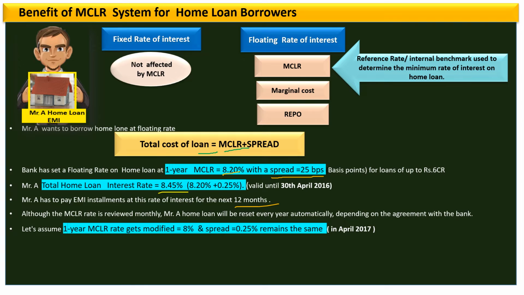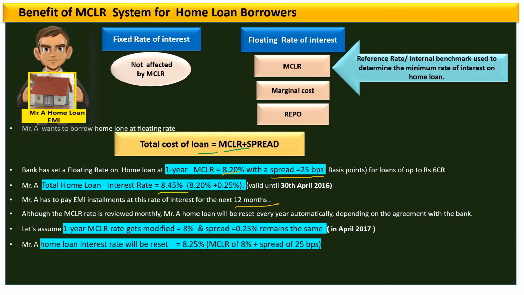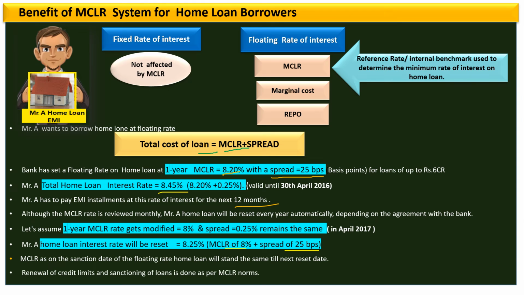Let's assume the 1 year MCLR rate gets modified and is reduced to 8%. Spread charges remain the same. So now Mr. A's home loan will be reset at 8.25%, that is 8% MCLR and 25 basis points as the spread charge. So the MCLR as on the sanction date of a floating rate home loan will stand the same till the next reset date. Renewal of credit limit and sanctioning of loan is done as per MCLR norms.